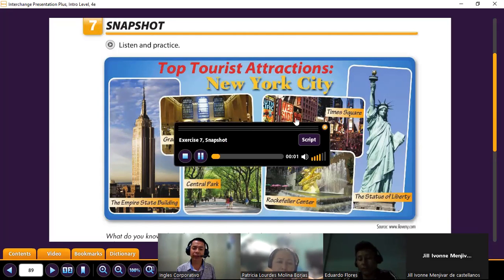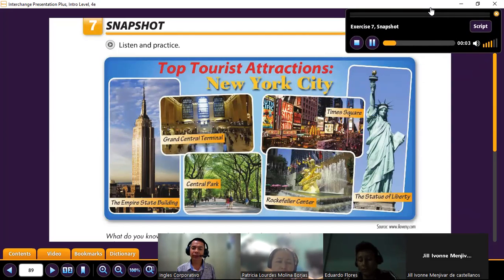Page 89, yes. Exercise 7, Snapshot. Top tourist attractions, New York City. Listen and practice. The Empire State Building. Grand Central Terminal. Central Park. Times Square. Rockefeller Center. The Statue of Liberty.